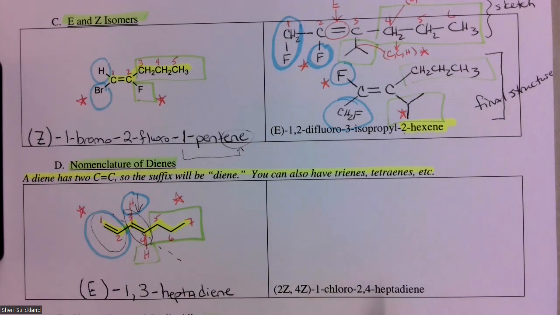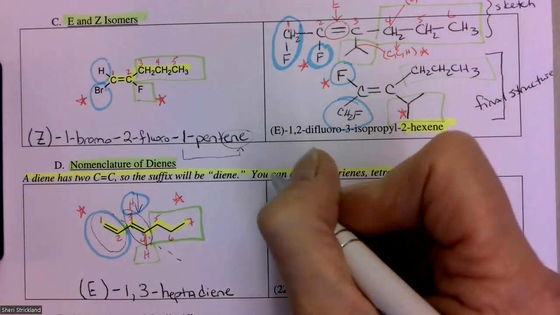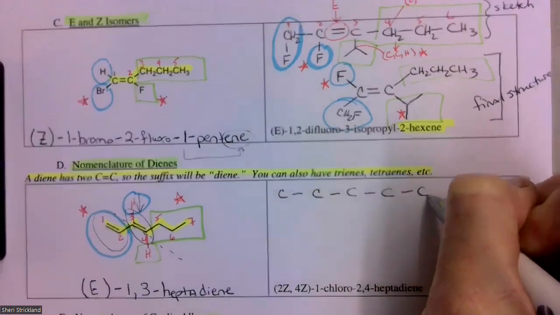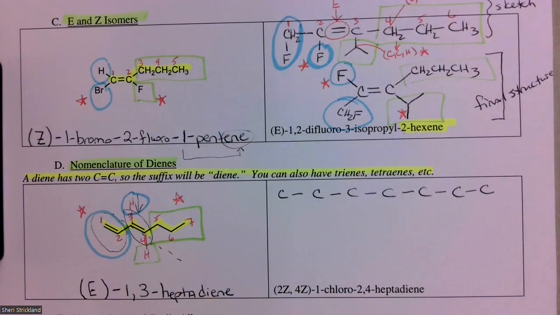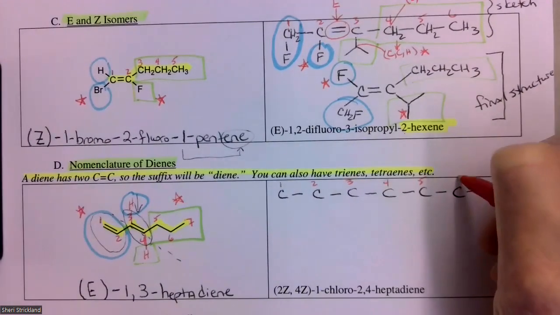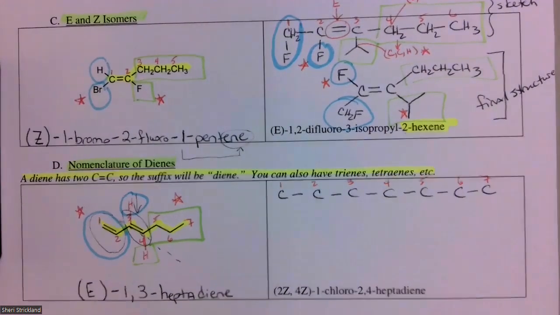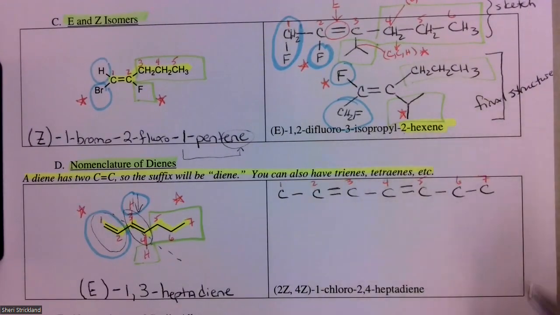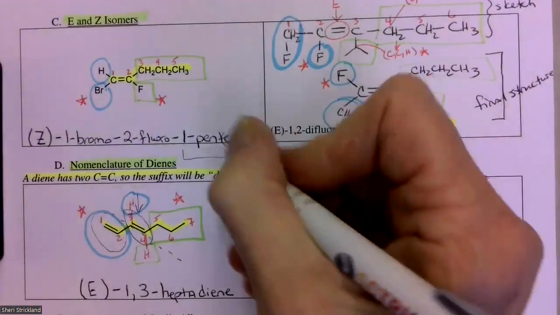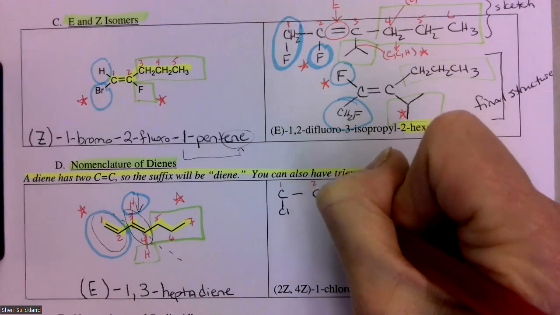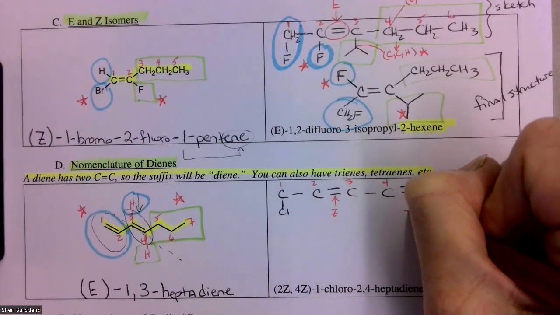2Z, 4Z, 1-chloro-2,4-heptadiene. Okay, let's do the same sort of strategy. 7 carbons. 1, 2, 3, 4, 5, 6, 7. Okay, we'll give them some numbers. 2,4-heptadiene, that's between 2 and 3, and between 4 and 5, and then 1-chloro. Okay, so we know that this one has to be Z, and this one has to be Z.